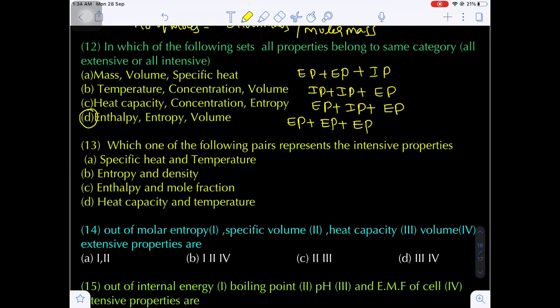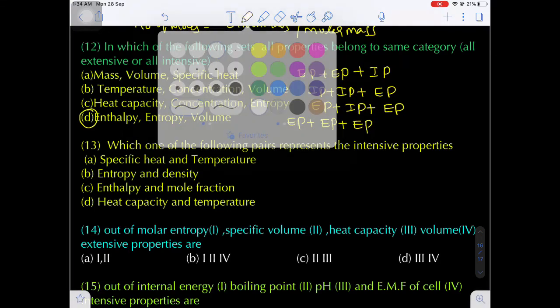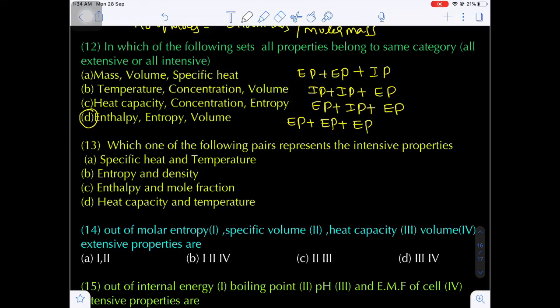Okay. Now come to question number 13. Which of the following pairs represent intensive properties? Specific heat is an intensive property, temperature is also intensive, that is option 1. And option 2, entropy is extensive, density is intensive. Option C, enthalpy is extensive, mole fraction is intensive, heat capacity is extensive, temperature will be intensive. So in which option are both properties intensive? That will be the first option, specific heat and temperature.